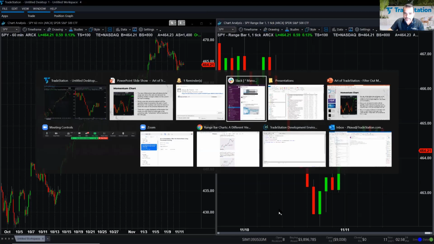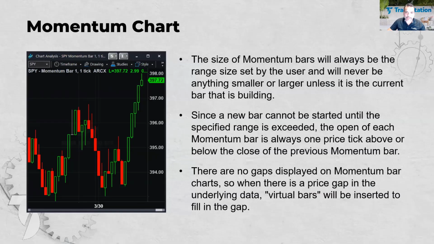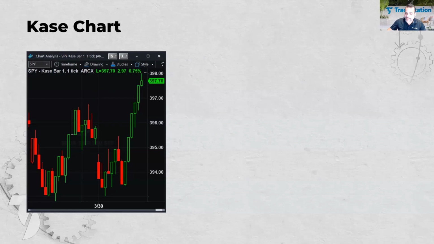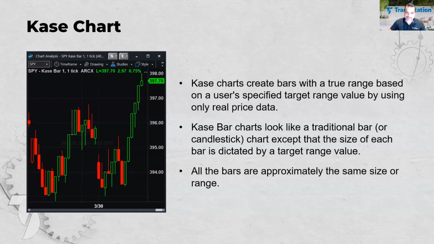Let me go here to my PowerPoint. Kase is also very similar. Running out of time, but Kase is a type of bars. In fact, they were introduced by a lady by the name of Cynthia Kase, and hence the name Kase chart. She said, I don't like how my range chart is filling up the gap. I don't like this idea of the chart creating synthetic bars, creating candlesticks where there's no trading activity. And maybe you feel the same way.